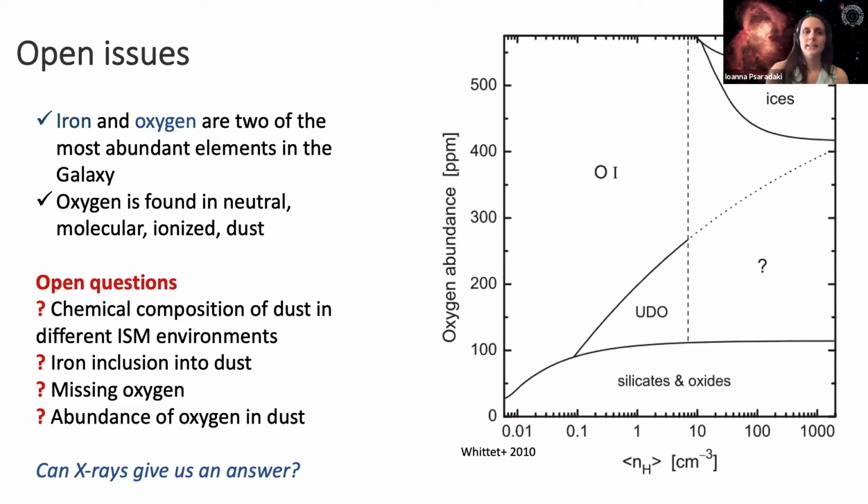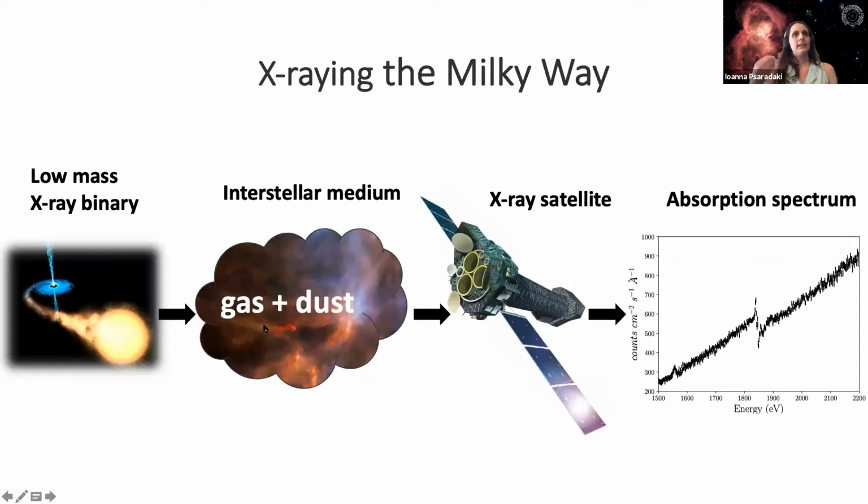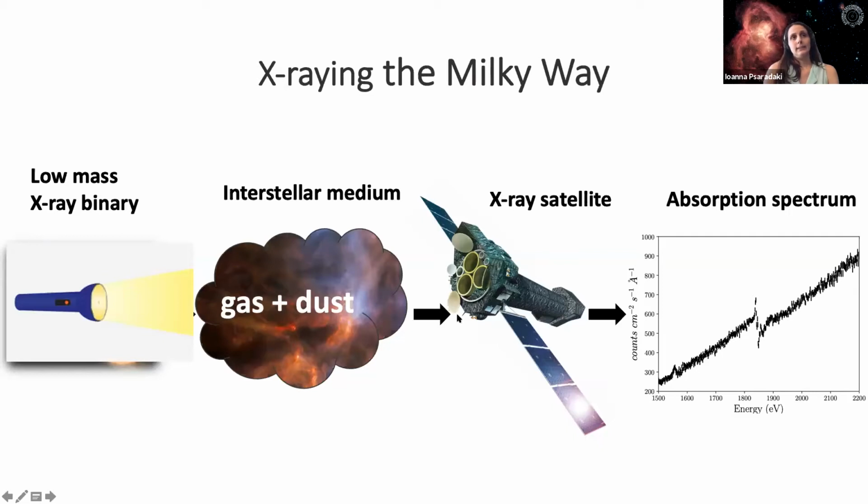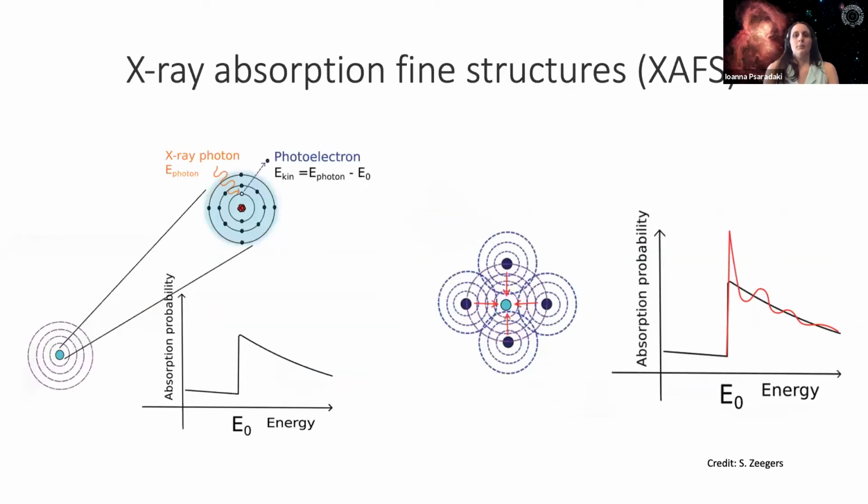Can X-rays give us an answer to these questions? Well, yes. In the galaxy, we have a lot of low-mass X-ray binaries that we use as a flashlight. They light our way through the interstellar medium that contains both gas and dust. What we observe with the X-ray satellite is an absorption spectrum that brings both the information of gas and dust. So we use those X-ray binaries basically just as a flashlight. But what is the process?